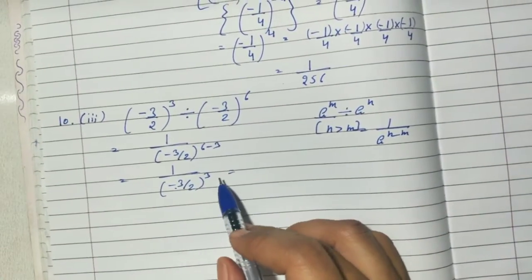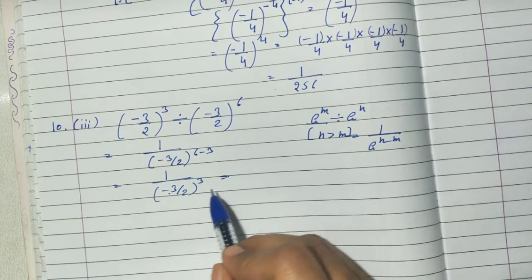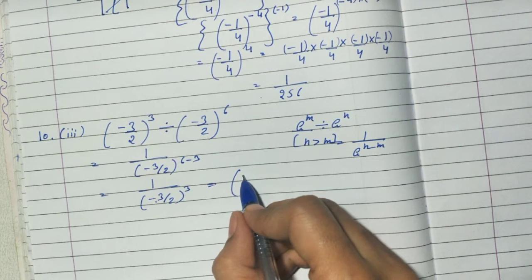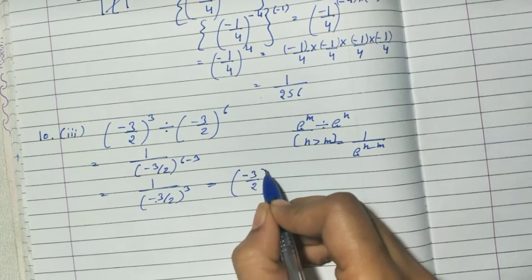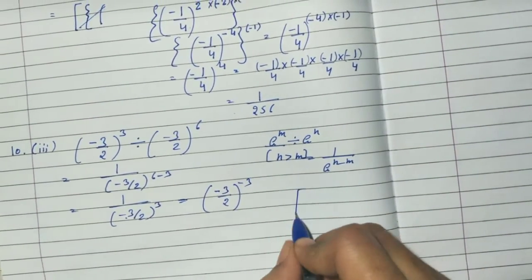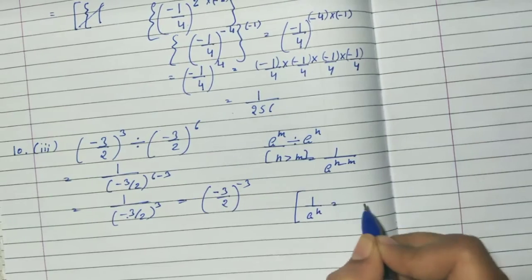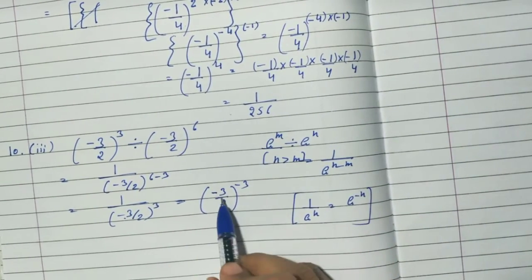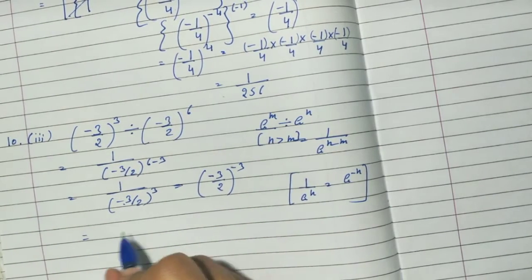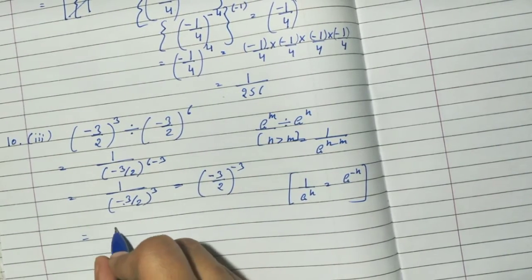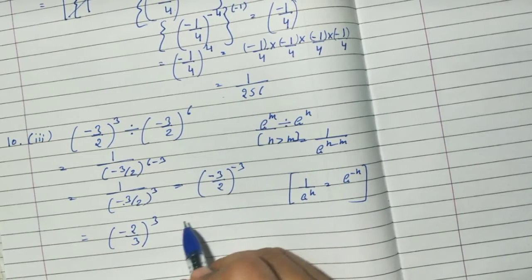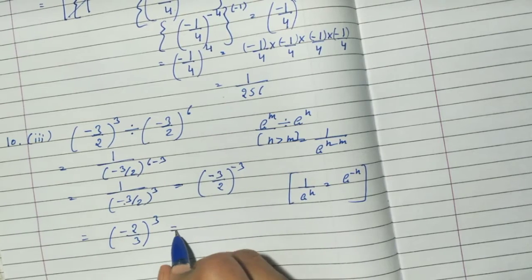Using the identity in its inverse form: 1 by a^n is equal to a^(-n). Conversely, 1 by a^n is equal to a exponent minus n. Now (-3/2) with exponent -3 can be taken as (-2/3) exponent 3. a^(-n) is equal to 1 by a^n, again conversely.